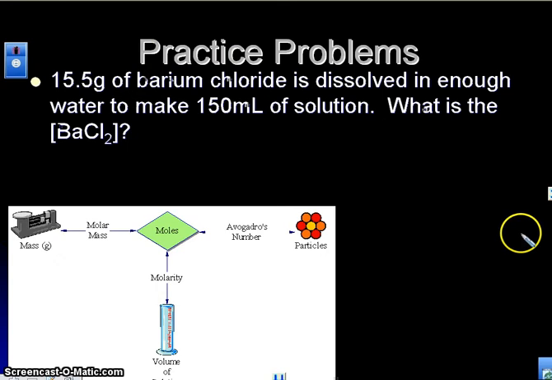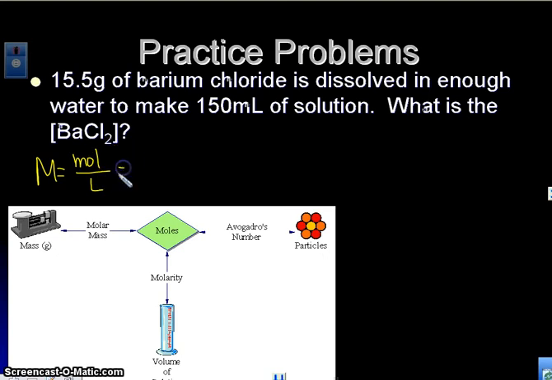In this problem, we've got 15.5 grams of barium chloride, and it's dissolved in enough water to make 150 milliliters of solution. So we're being asked to find the concentration, remember concentration in chemistry is molarity, of barium chloride, BaCl2. So we need to set up our equation. Molarity equals moles over liters.